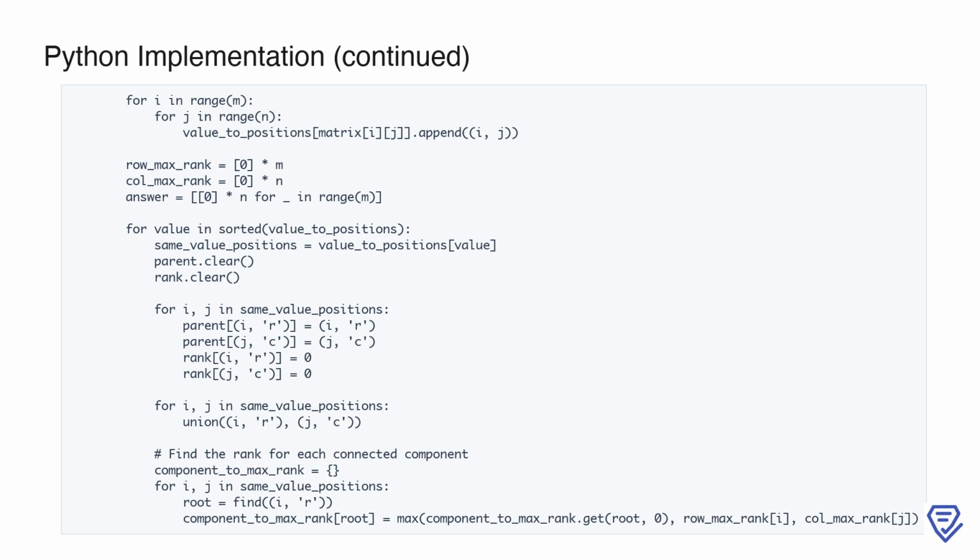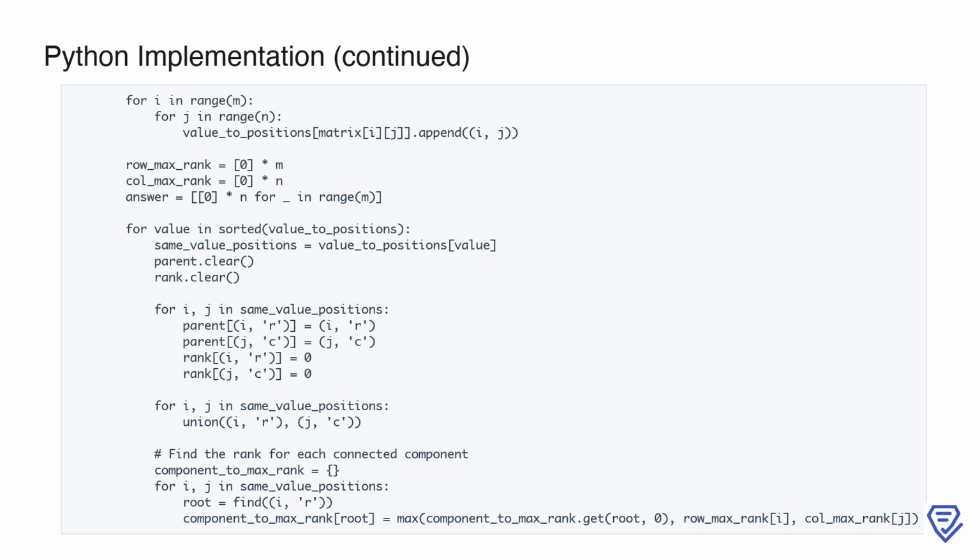Now, we process each unique value in the matrix in sorted order. For each value, we retrieve its positions and clear the parent and rank dictionaries to prepare for a new round of union-find operations. For every position, i, j, corresponding to the current value, we initialize its row and column as separate components in the union-find structure. We then merge the row and column components for all positions with this value, ensuring that all elements of the same value are part of the same connected component.